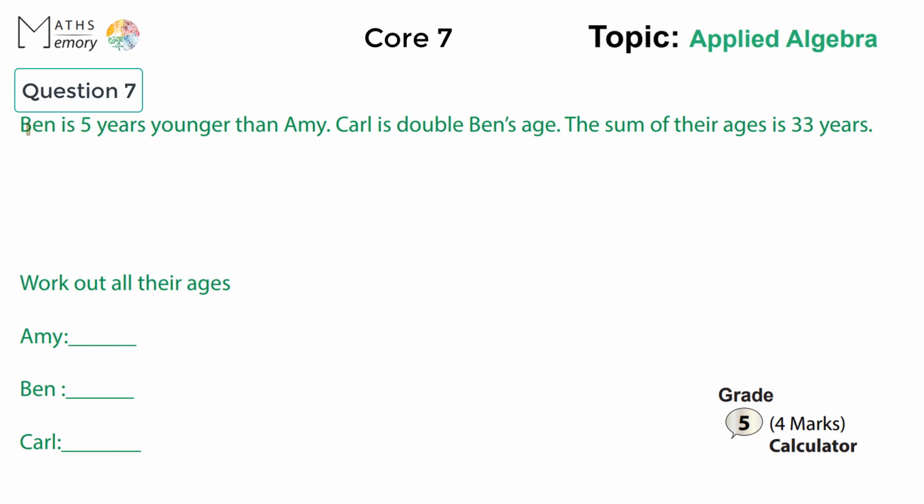Now Ben is 5 years younger than Amy. Carl is double Ben's age. So the sum of the ages is 33 years old. So first of all, let's try to identify this question. Step one is always try to identify the problem.